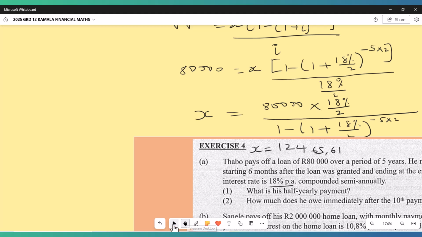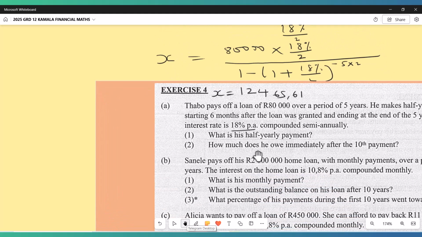The question continues to say here, how much does he owe immediately after the 10th payment? Now, if they talk about the 10th payment, that's what he has paid so far. And we said that if you have got the payments done, you can use the first formula here to get your outstanding balance, because how much does he owe? That's what we want now.